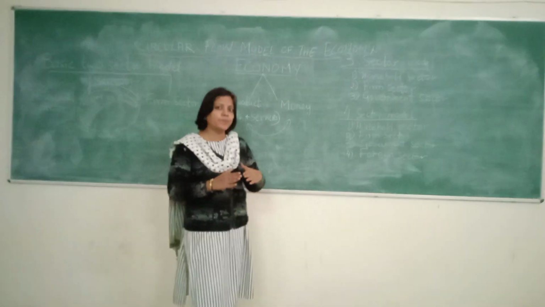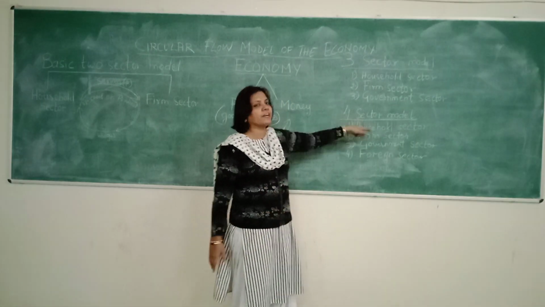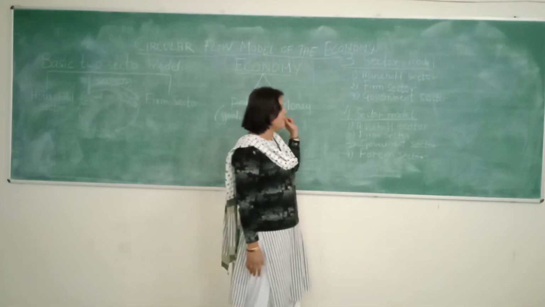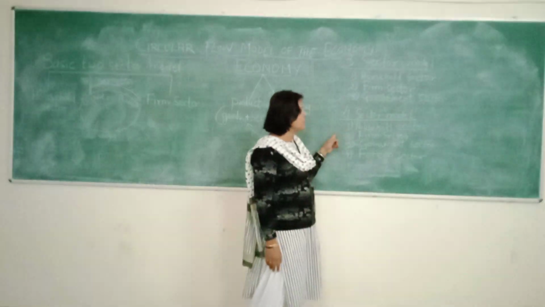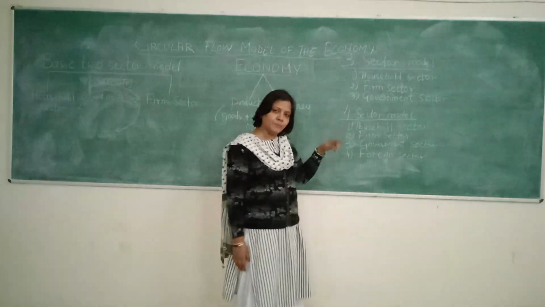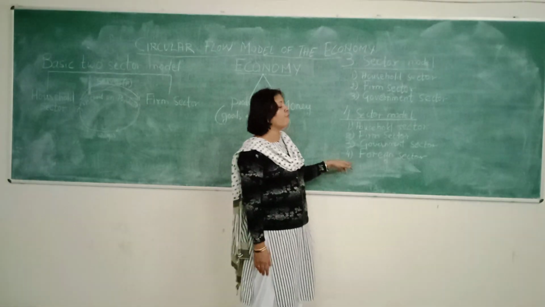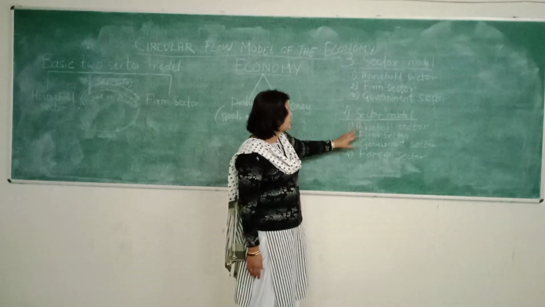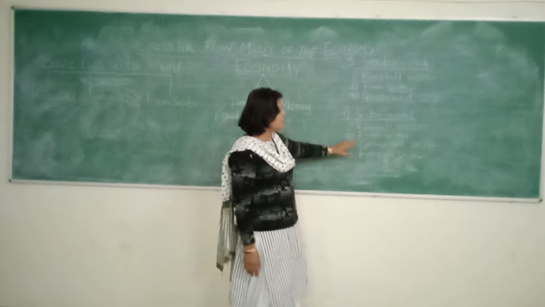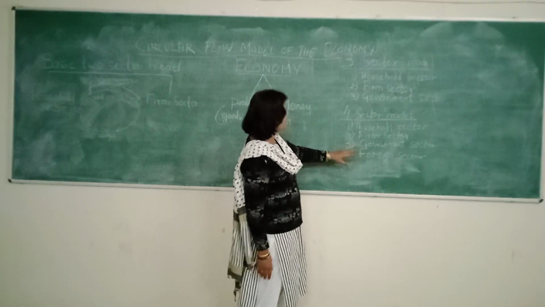Now to understand this in a larger perspective, we will come to the four sector model. This model, which is higher than the past two models, comprises four sectors. The first is the household sector, the second is the firm sector, the third is the government sector, and now the fourth addition, the new sector, is the foreign sector. These three were already in play, and now we have brought a fourth player, the foreign sector, into the circular flow model of the economy.